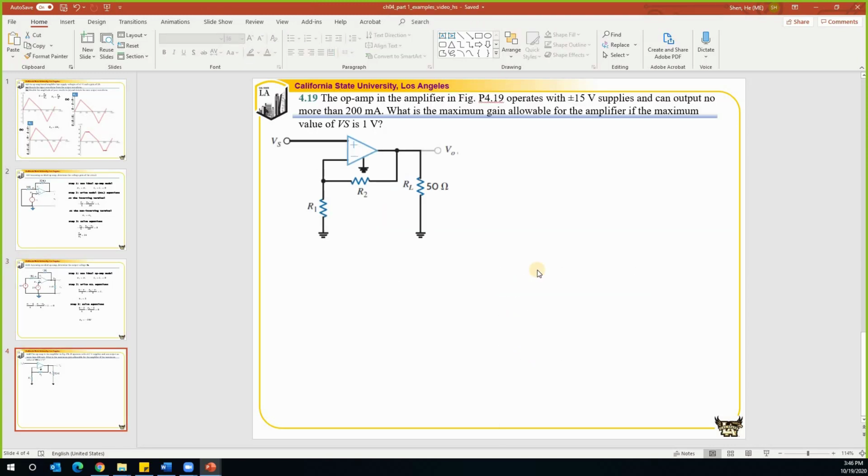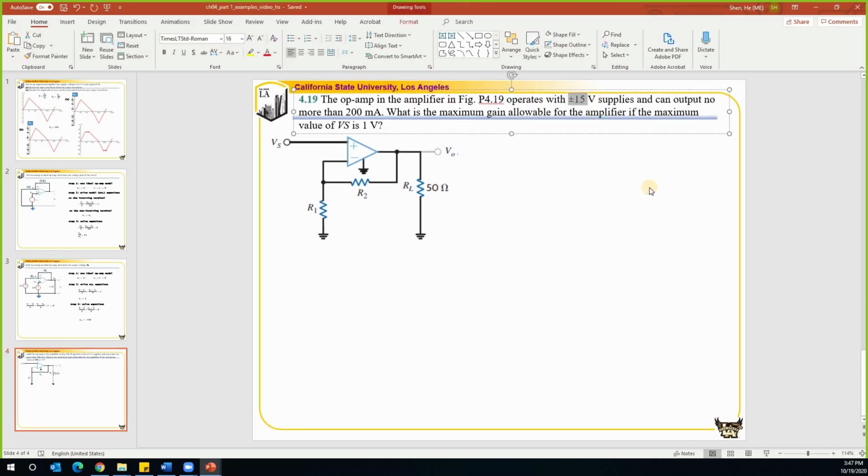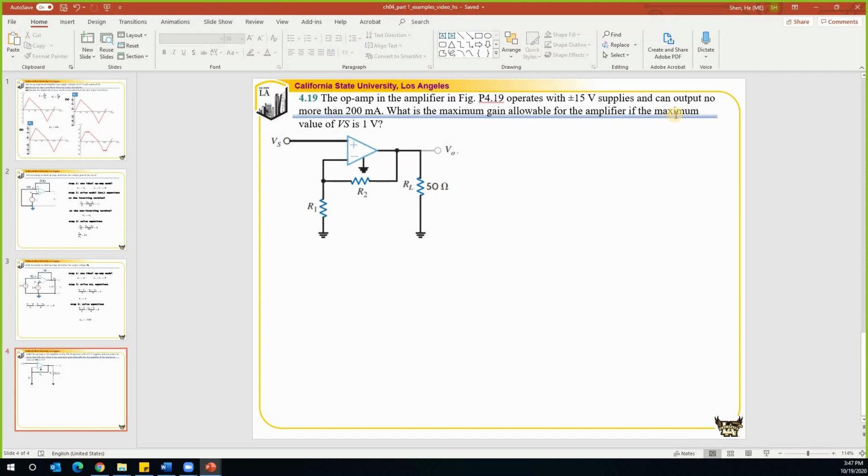The last example that we have is a little bit more complex. This is a design example. I have an op-amp amplifier. It operates with a power supply of plus minus 15 volts and can output no more than 200 milliamp. What is the maximum gain allowable for the amplifier if the maximum value of VS is equal to 1 volt? We want it to operate in the linear range.